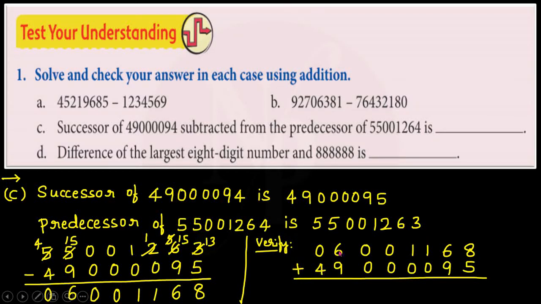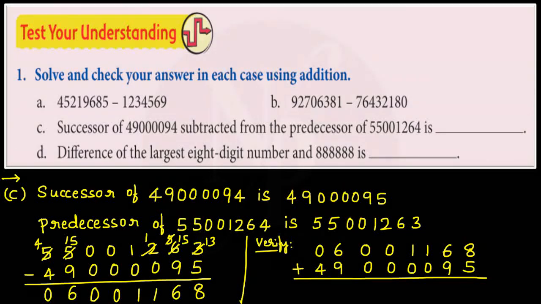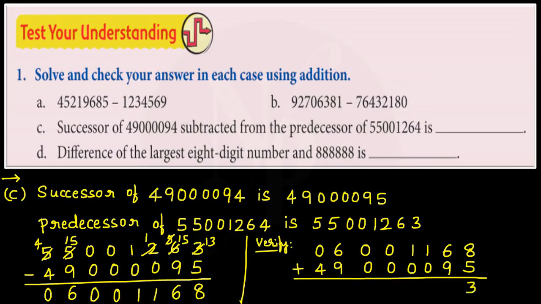Here I have written the difference obtained and the subtrahend. So now let us add these two numbers. 8 plus 5 is 13, 3 here and 1 is carried forward. 9 plus 1 is 10 and 10 plus 6 is 16. 1 is carried forward. 1 plus 1 is 2. 1 plus 0 is 1.